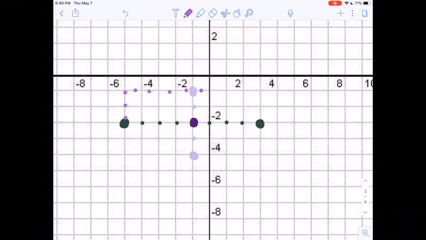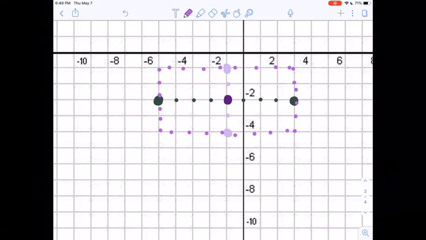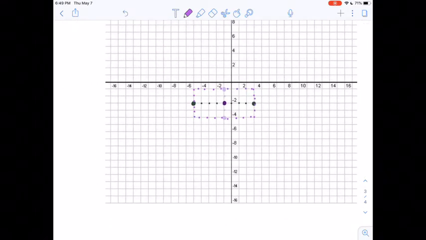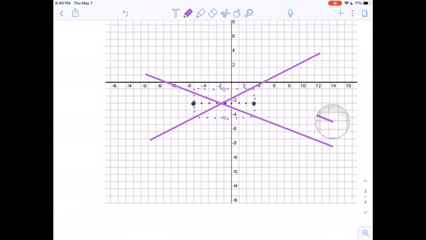So just follow these points that you made as a guide. And then we have to create our asymptotes by going through the center and the opposite corners of your rectangle. That didn't go well. Okay, and then we could go this way. That one didn't go well either. There we go, it's a little bit better.